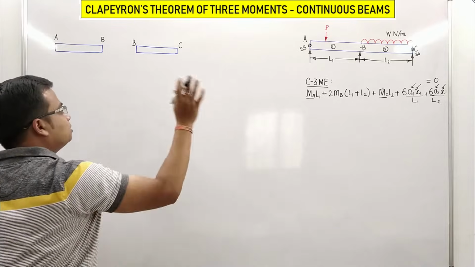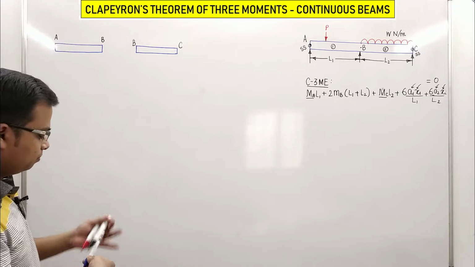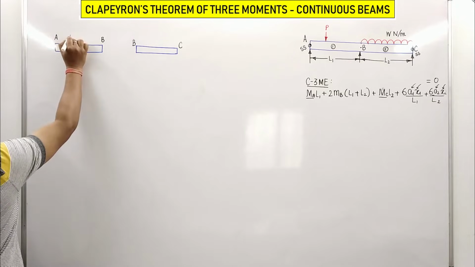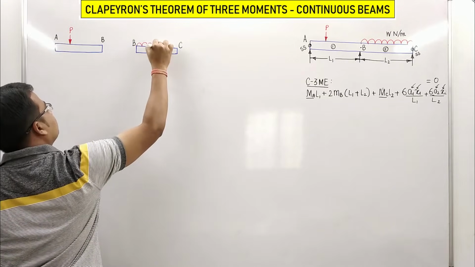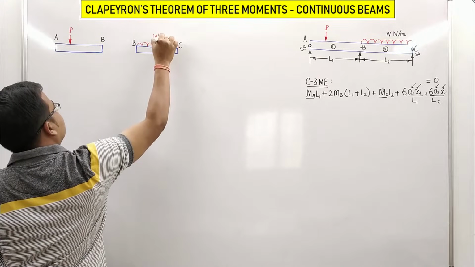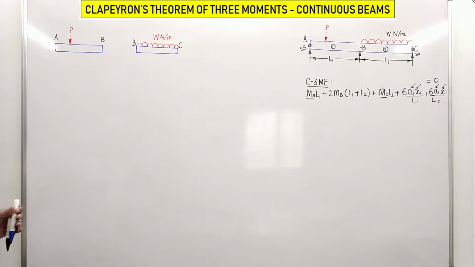If you watch, there is a point load between A and B, so let me just put it up. There is a point load, okay. Right here there is a point load. And over here we have a UDL. That is W Newton per meter. Anyway, just take a look.